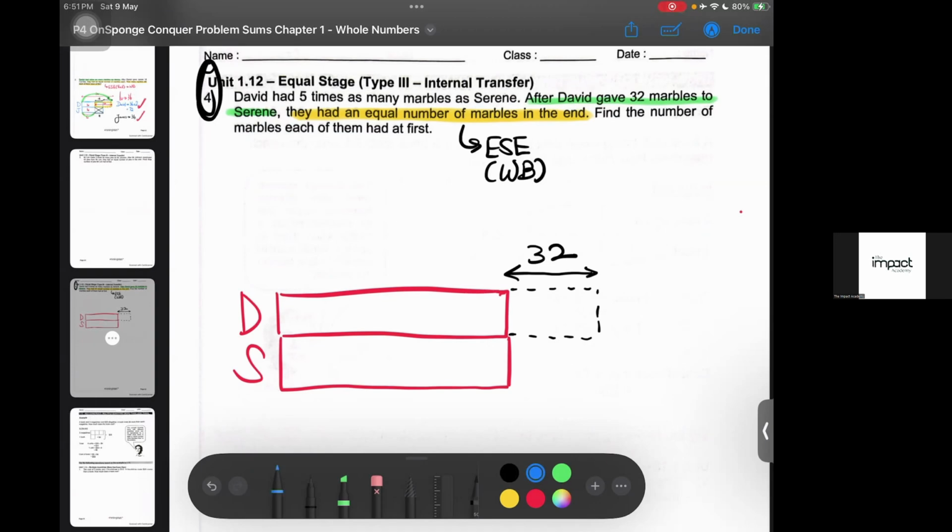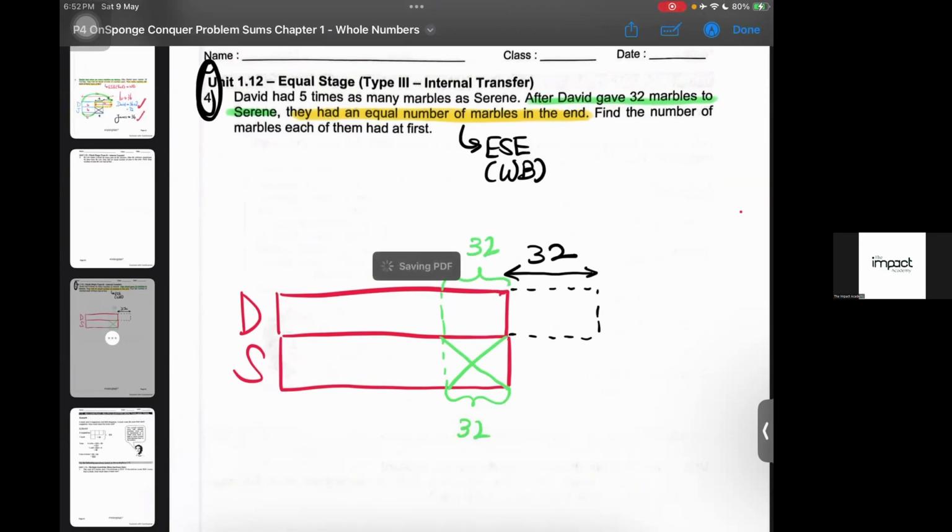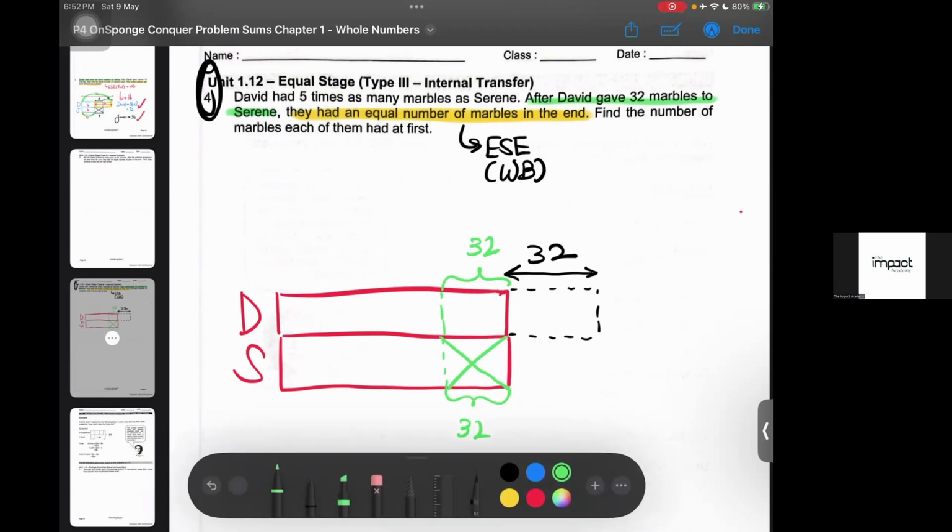I thought gave means remove away, but we know that in this situation, we have to do the opposite. You all understand? Then we remove away from Serene. Serene received from David. We're going to remove this 32 away, and then mirror image up and say that this is 32. Remember, you are working backwards. So if David gave to Serene, we add on to David, and we remove from Serene.